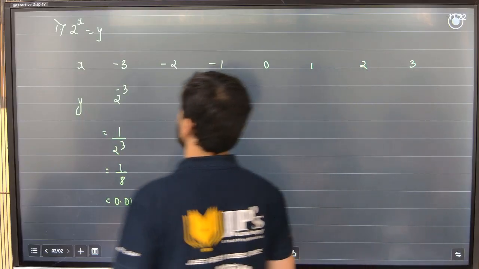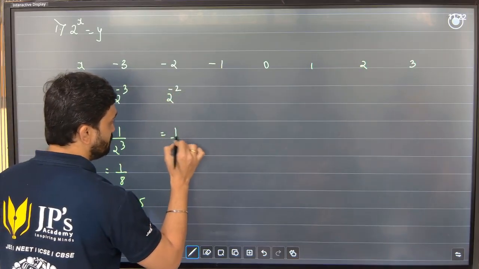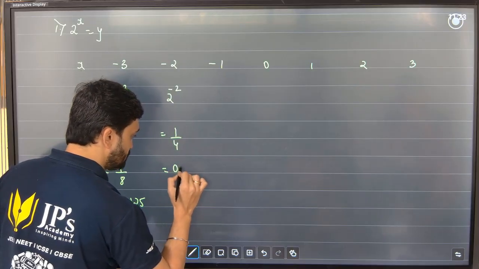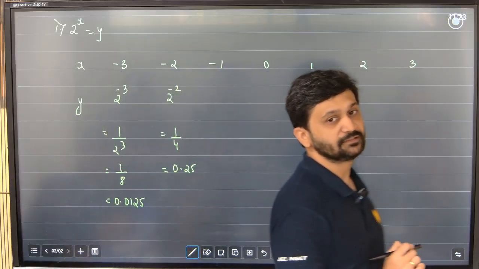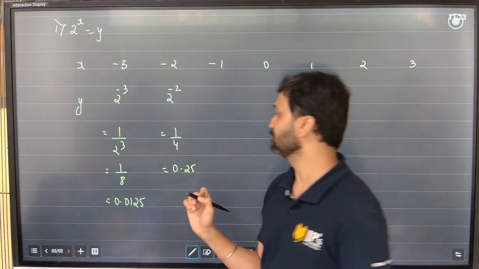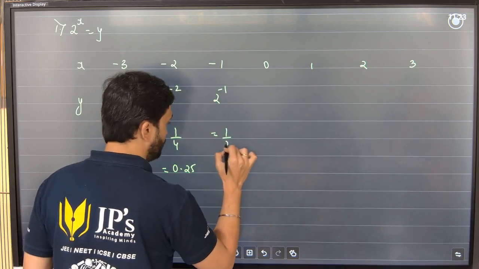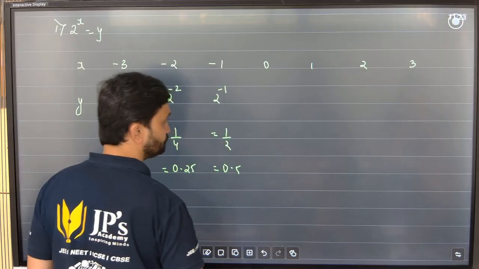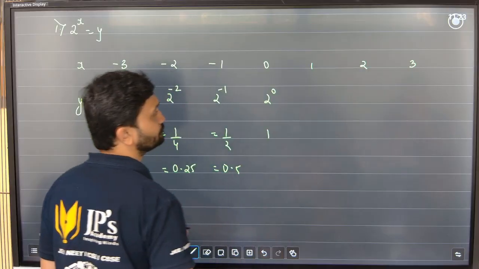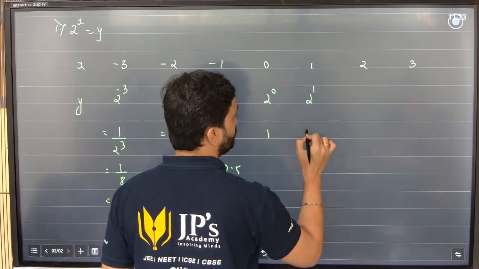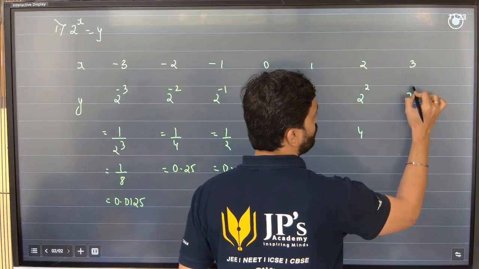I'll take x ka value as minus 2, so this will become 2 raised to minus 2, which is nothing but 1 by 4, which is nothing but 0.25. And yet again, I've got x negative, y positive. This will become 2 raised to minus 1, which is equal to 1 by 2, which is equal to 0.5. This will become 2 raised to 0, which is 1. This will become 2 raised to 1, which is 2. This will become 2 square, which is 4. And this will become 2 cube, which is 8.